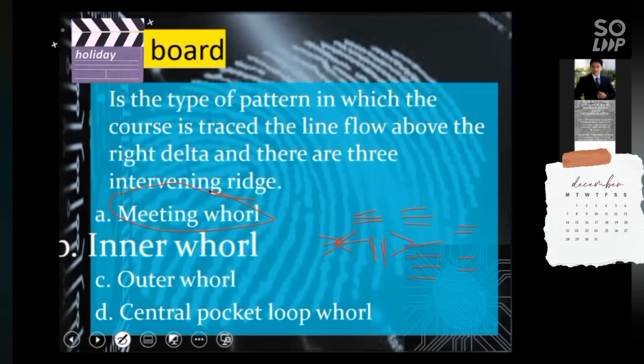Okay? If the ridge touched by the trace, as you draw an imaginary line, touches 3 below the delta, it is outer. But if it is above, it is inner. If on all sides, both above the right delta or below the right delta, and 2 ridges in front of the delta, it is meeting whorl.